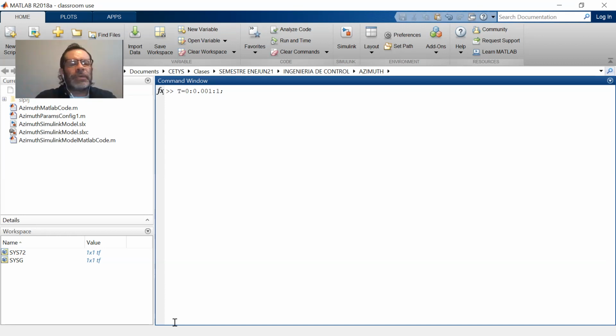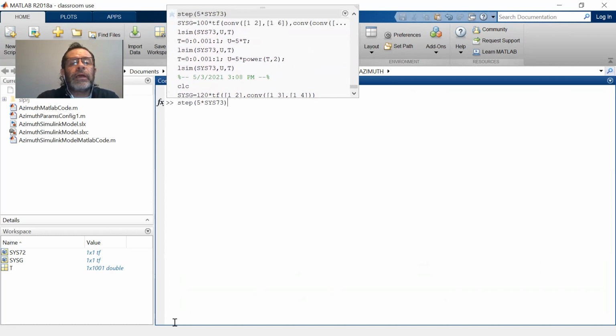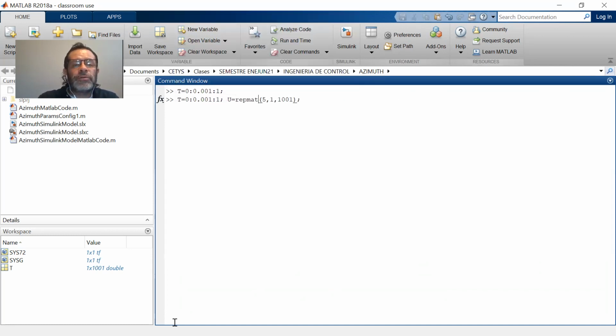We can define whatever limits we want. And then I'm going to define a vector u that is going to be a constant. Now, how do I define a constant? There is a function here that I can use that's called repmat.